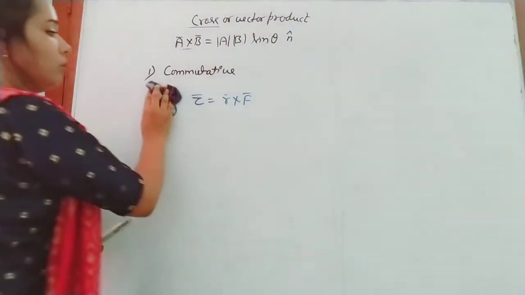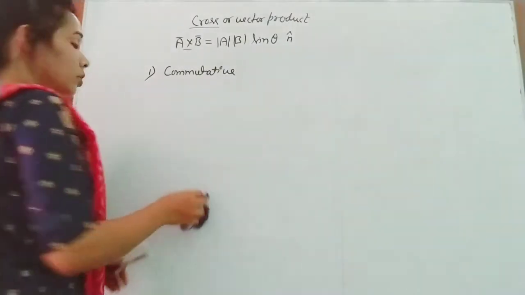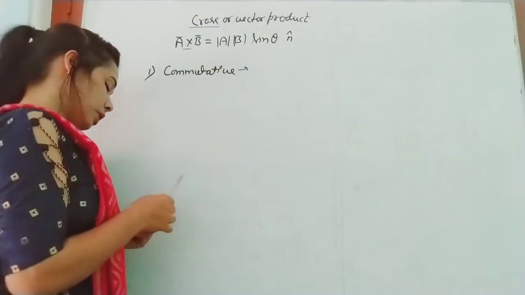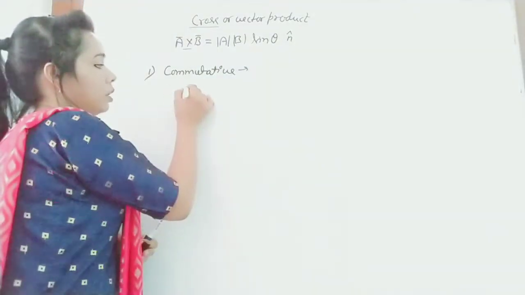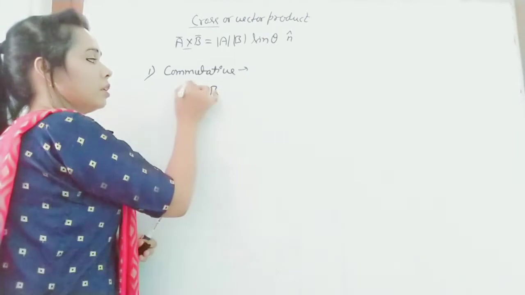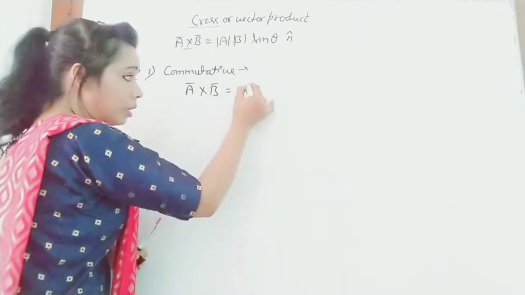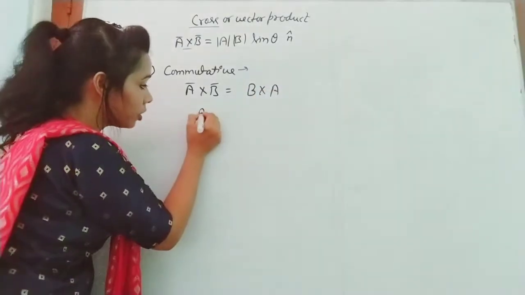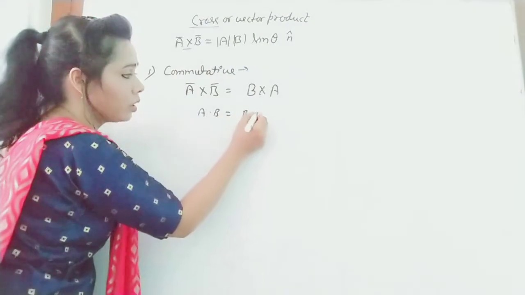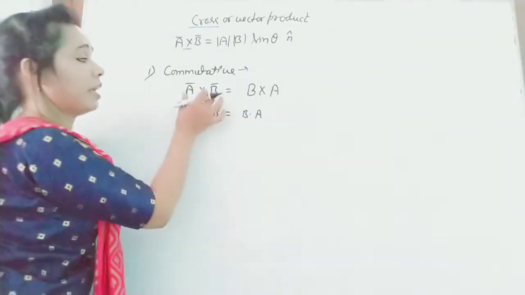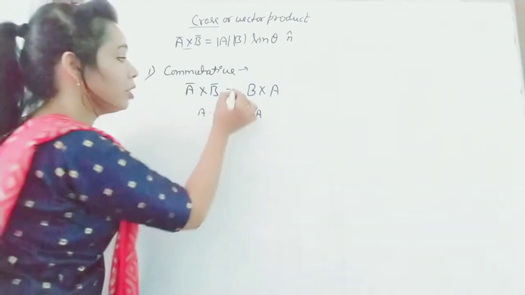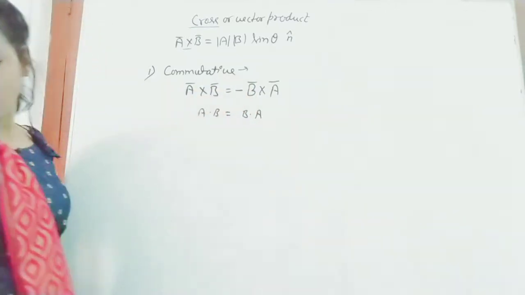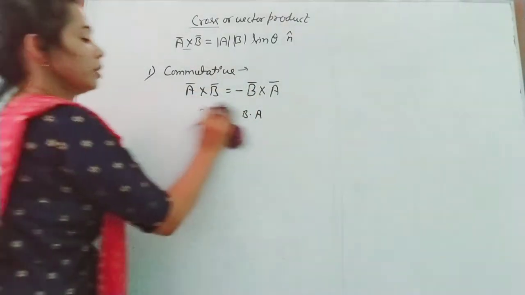So now what is the property? Commutative. See, commutative means A cross B is equal to B cross A. In dot product, what you have studied is that A dot B equals B dot A. But in cross product, A cross B is not equal to B cross A. That is equal to negative of B cross A. Understood? Negative of B cross A. How? That I will explain by this direction rule.